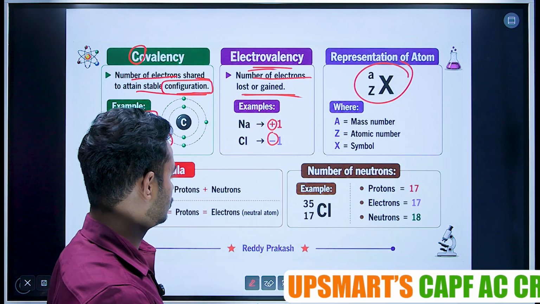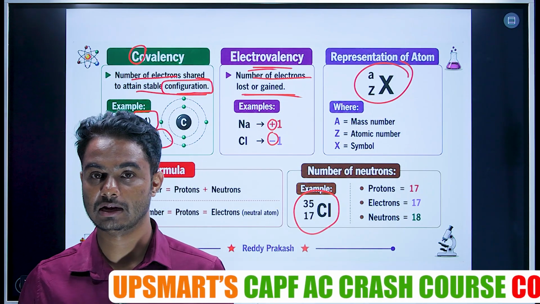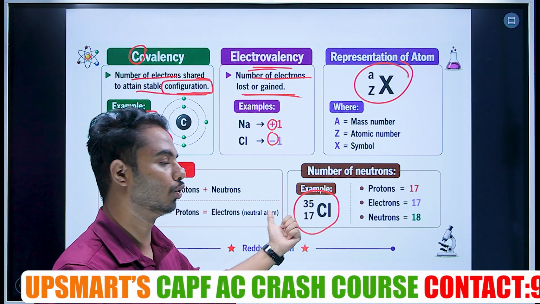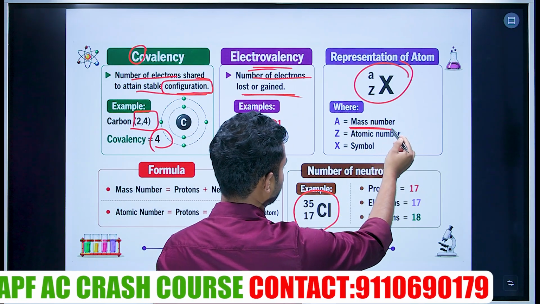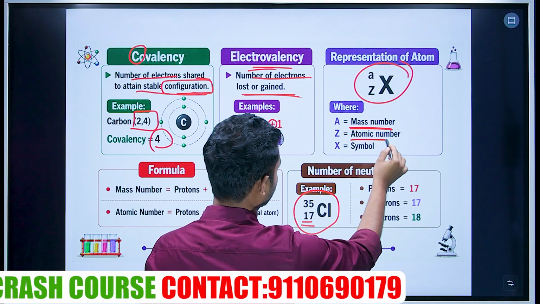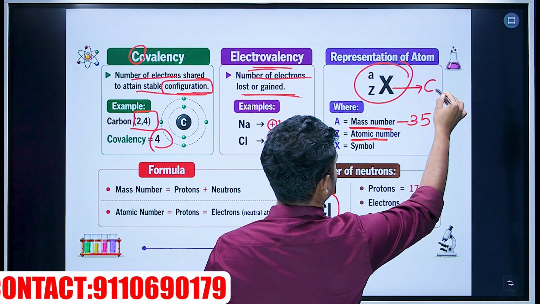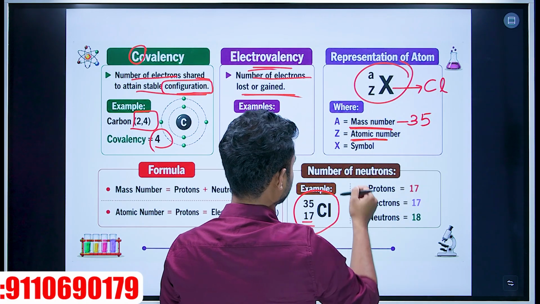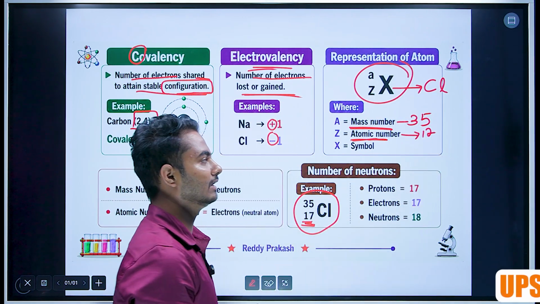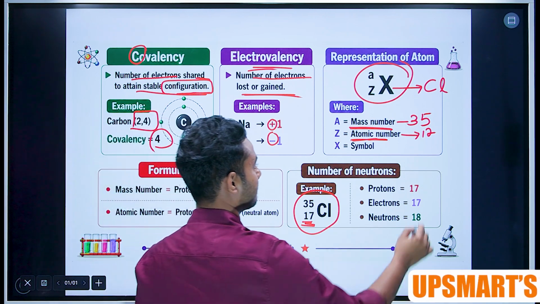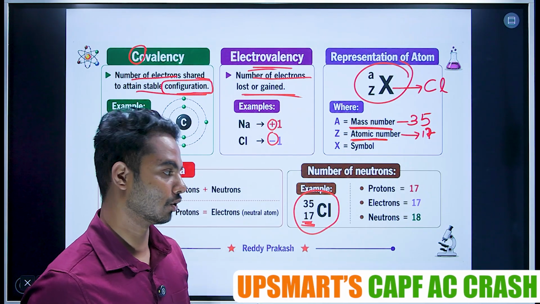Next is representation of an atom. See, this is an atom, 35 17 Cl. Cl is chlorine. Then 35 becomes the mass number. 17 becomes the atomic number. If X is chlorine, 35 becomes the mass number and 17 becomes the atomic number. Next, X becomes the symbol, which is already known.